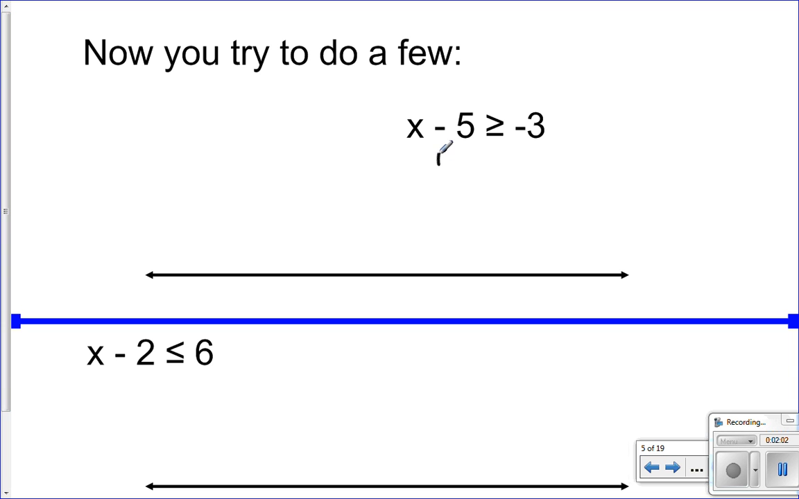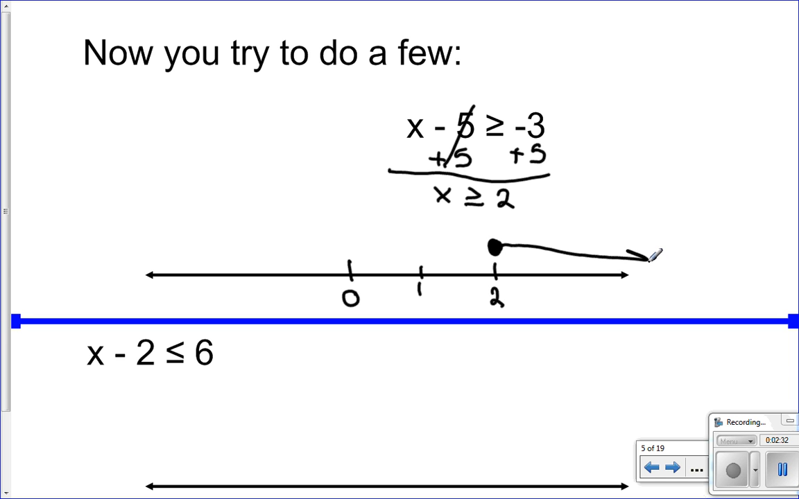So for this first one, I'm going to add 5 to both sides, because it's x minus 5, and to get rid of subtraction, I have to add. So I get x is greater than negative 3 plus 5, which gives me positive 2. So on my number line, there's 0, 1, 2. Since it's greater than, it's going to be an open circle. And it's everything to the right of it, because it's everything greater than it.